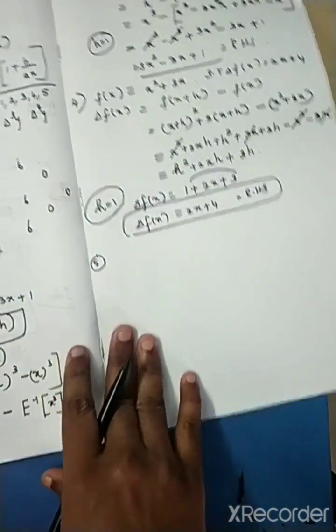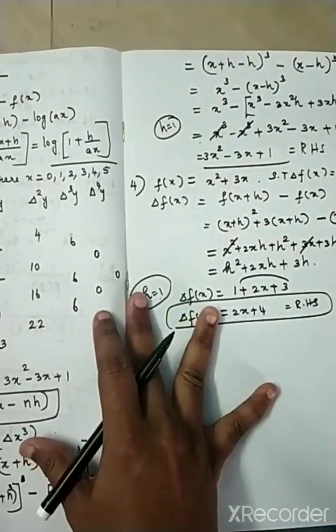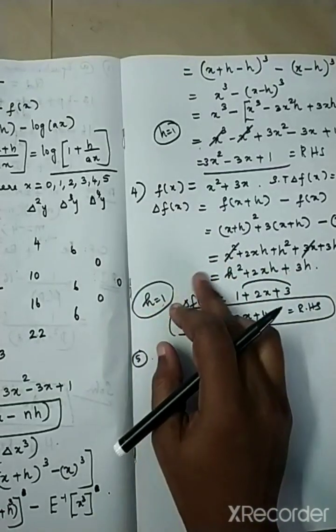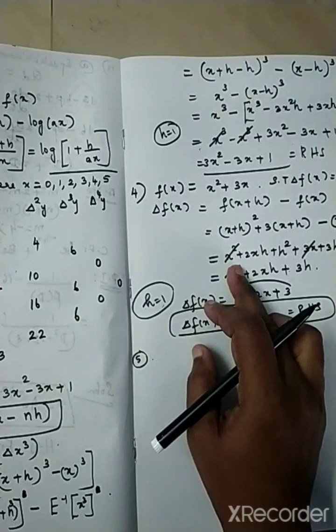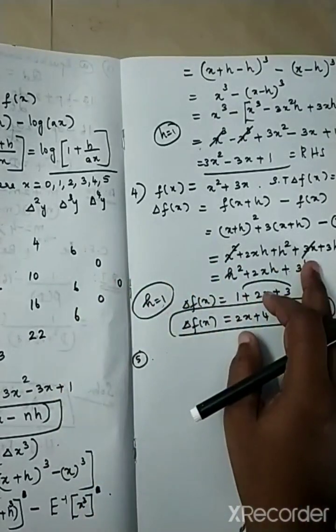So as of now you have to understand what is delta, what is the shifting operator, what is the backward difference table, forward difference table, and how we are going to apply them in our problems.